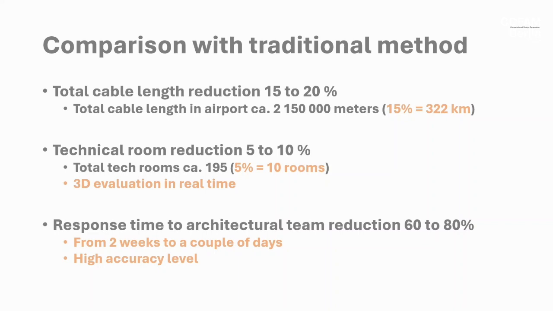That means that if there are 2,150 kilometers of cable in the airport, and we reduce by 50%, which is somehow the minimum, 322 kilometers of data cables were reduced. Technical rooms were reduced from 5 to 10%. So from 200 technical rooms in the airport, we saved 10.